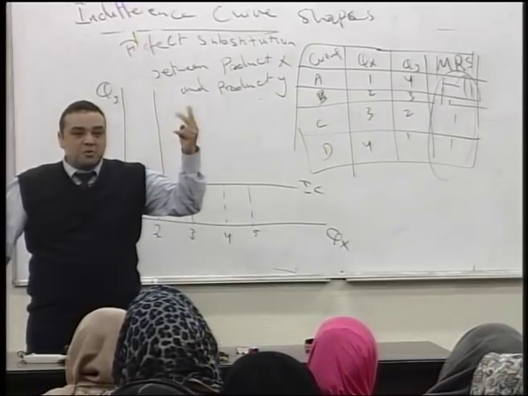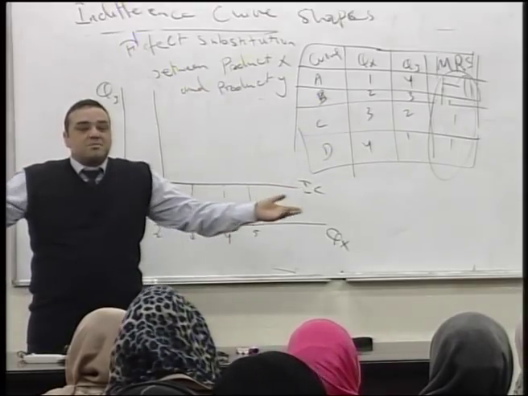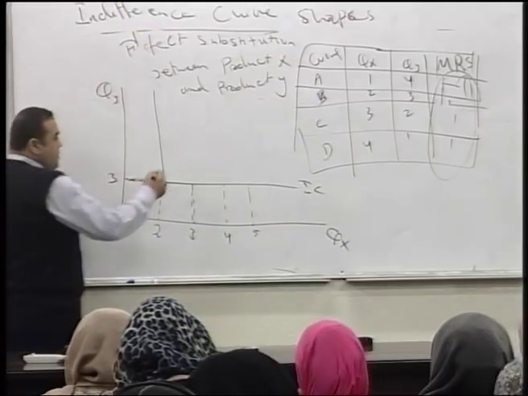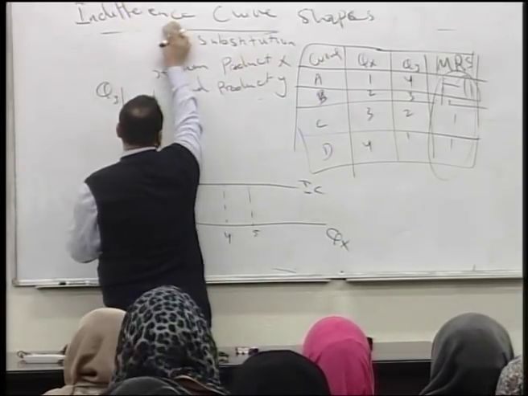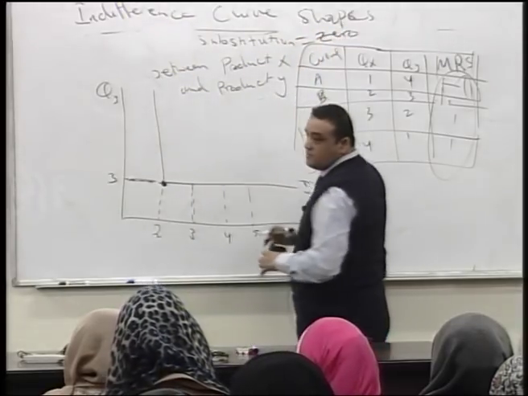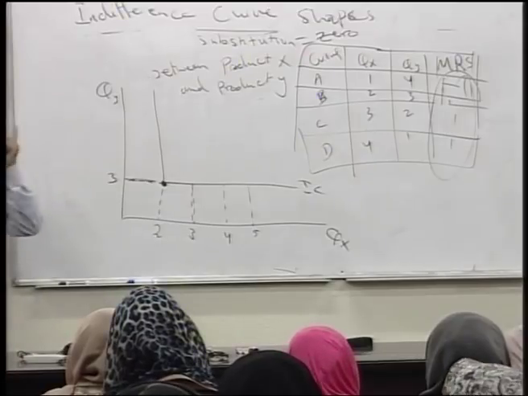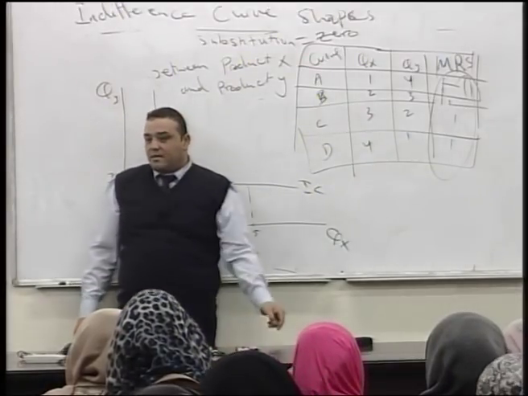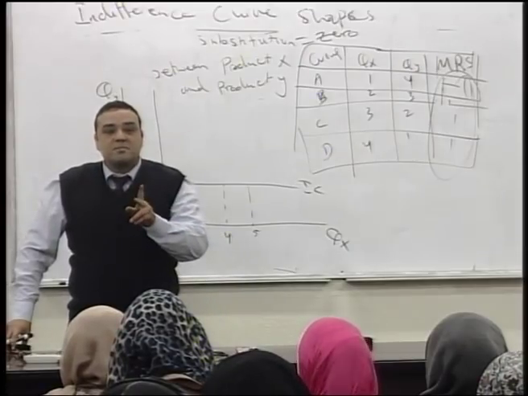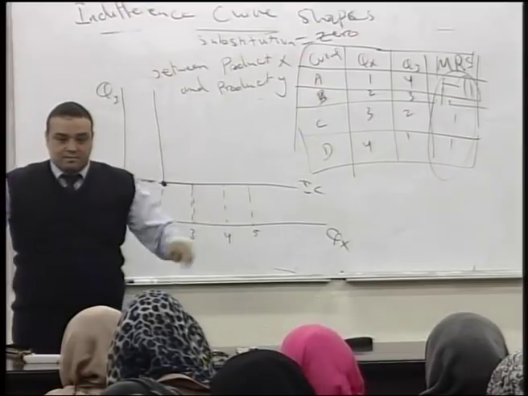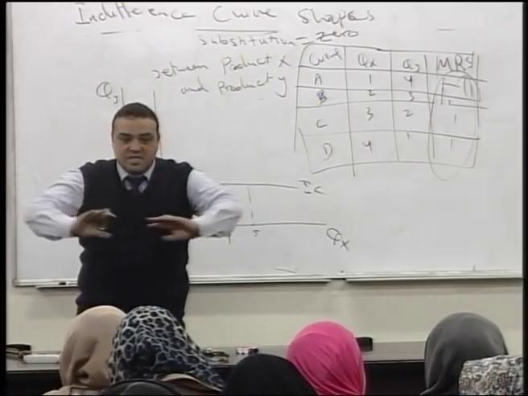And in this case, the two products are complements, meaning there is no substitution between them. There is no substitution. So in this case, the products x and y are complements, or substitution equals 0. There is a 0 substitution between x and y if the indifference curve was L, or like L. Complements mean they complete each other and do not replace each other. Zero substitution.